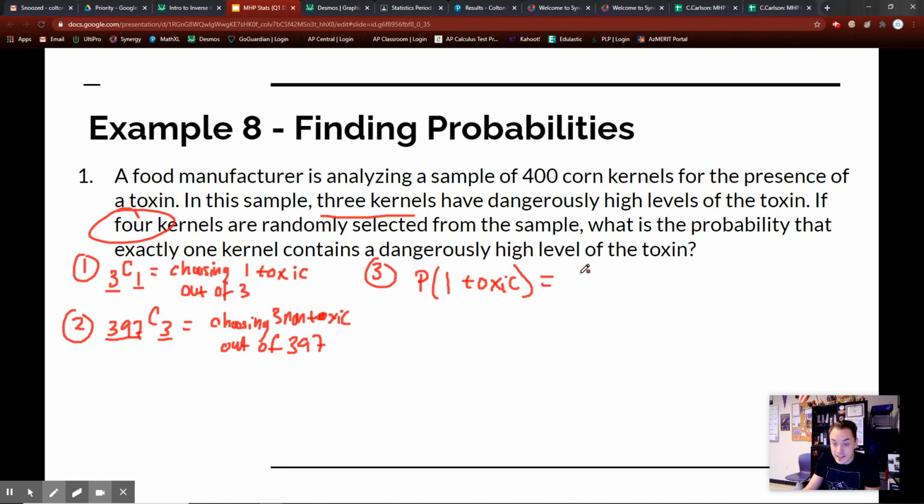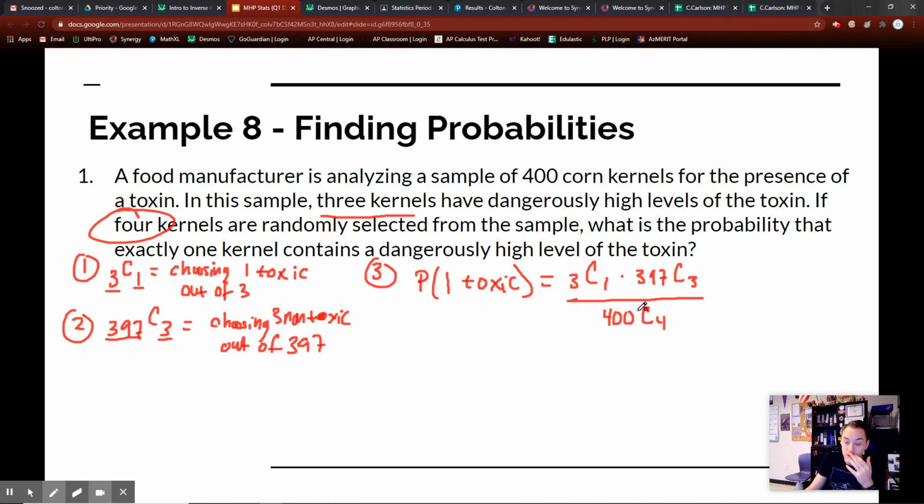I have technically 3C1, so choosing one toxic kernel out of 3, times 397C3, choosing 3 non-toxic kernels out of the 397, all over the total of 400 kernels together, while I'm choosing 4 of those kernels. Okay, so I'm choosing 4 kernels out of 400.